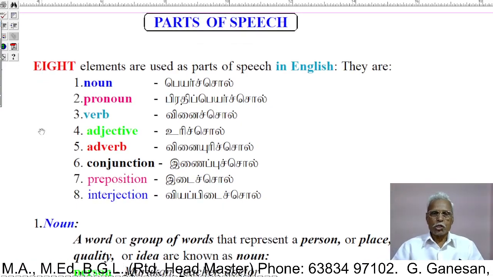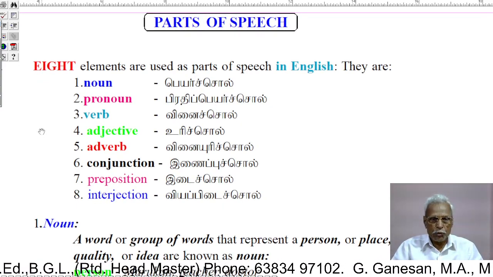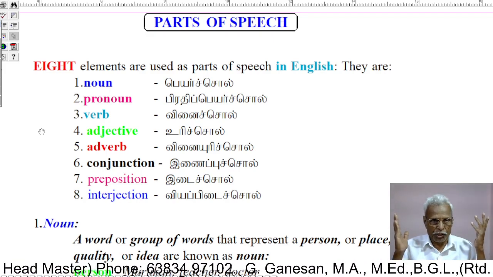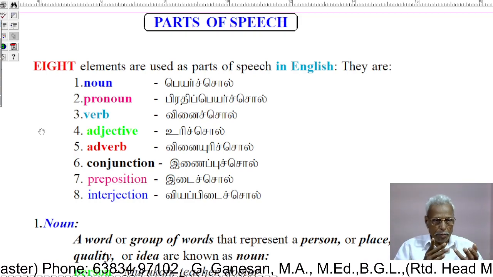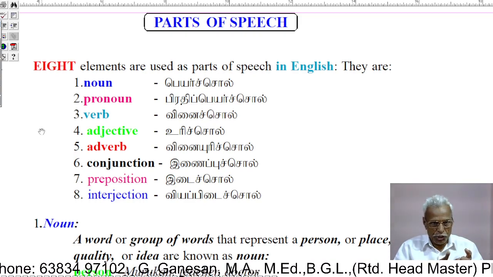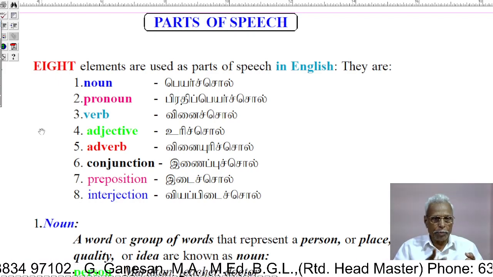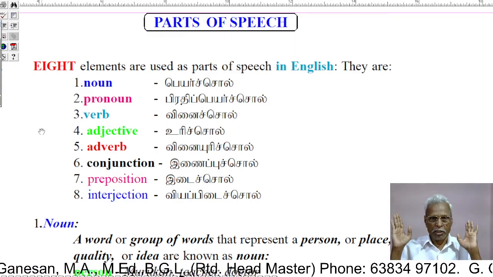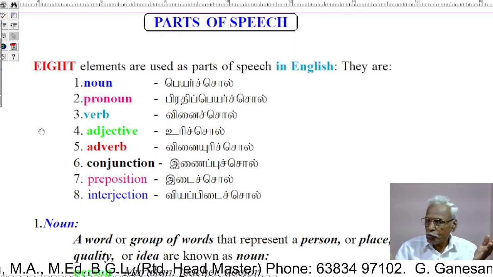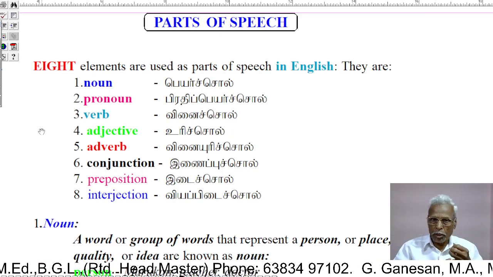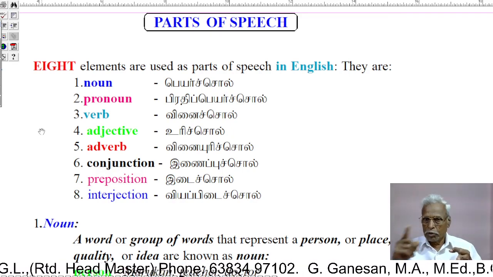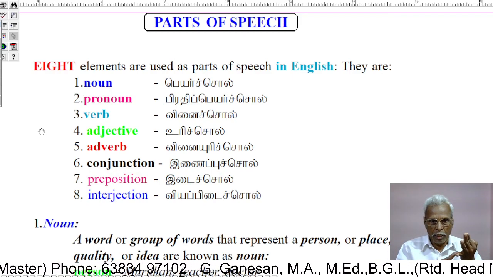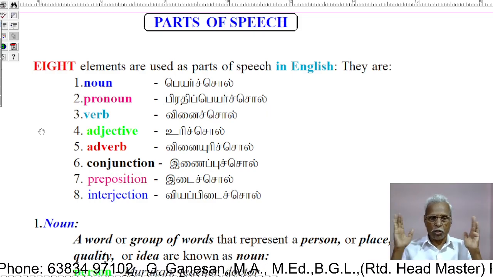First of all, parts of speech. Eight elements are used as parts of speech in English. They are noun, pronoun, verb, adjective, adverb, conjunction, preposition and interjection. These are the eight parts used in English.